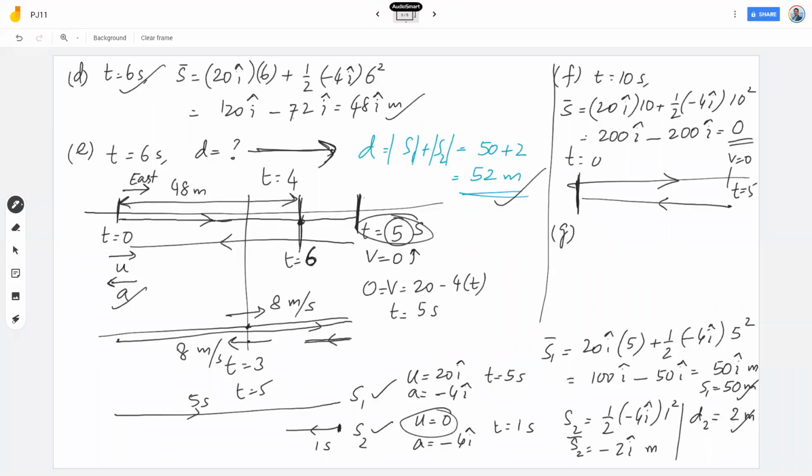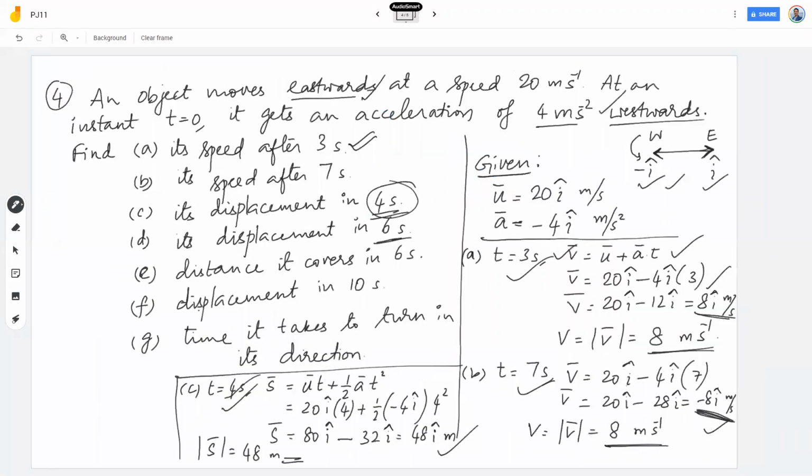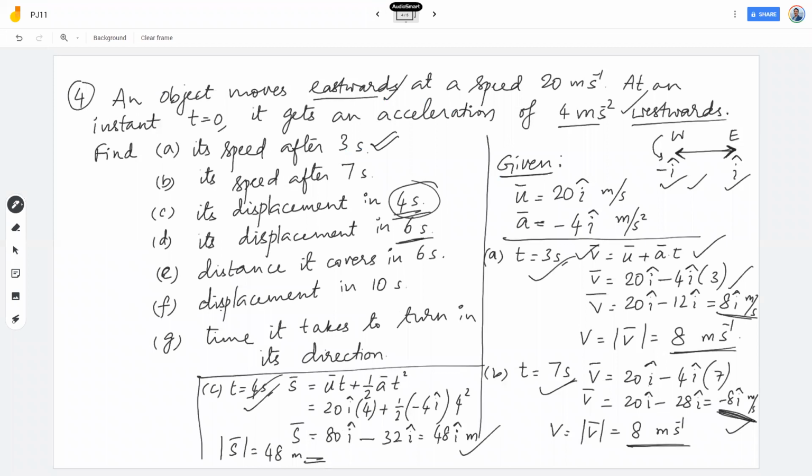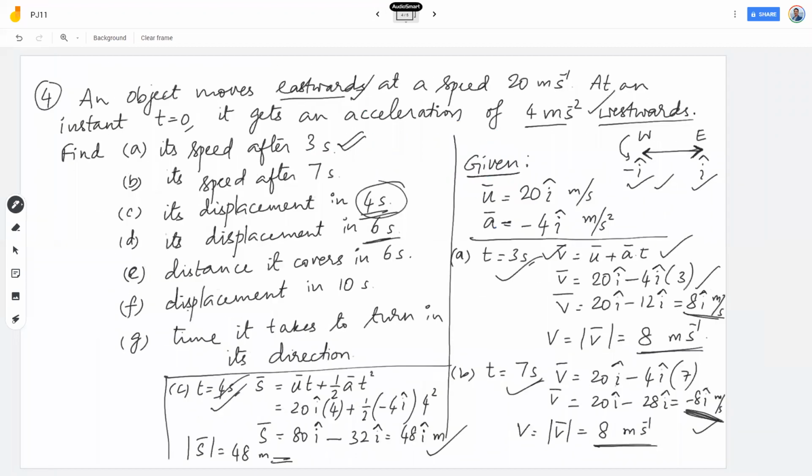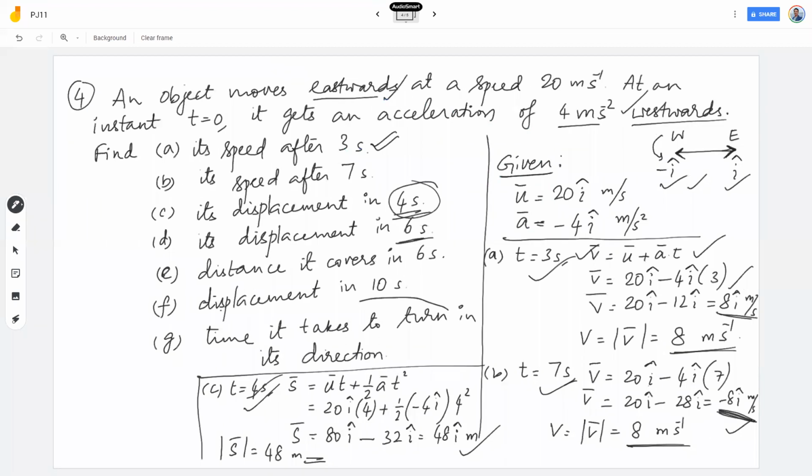Okay. Question G. What is question G? Time it takes to turn in its direction. Time it takes to turn. What does it mean? Turning in direction means what? Direction of motion is given by direction of which vector quantity? Direction of motion is given by which vector quantity?